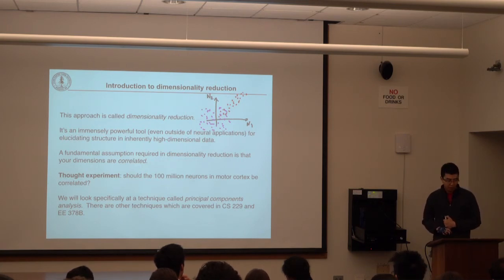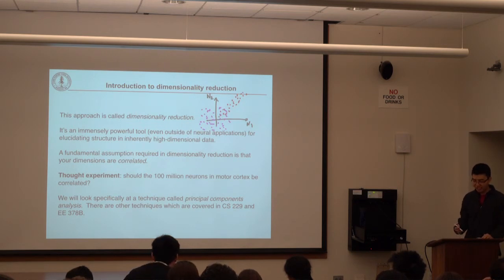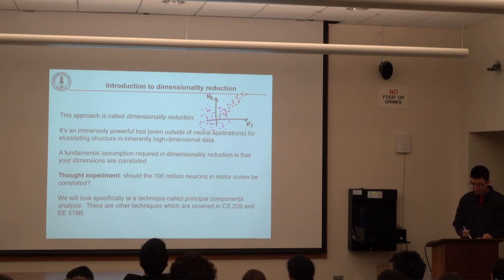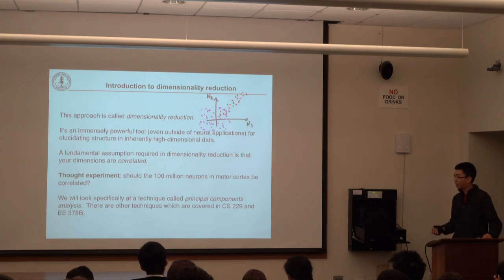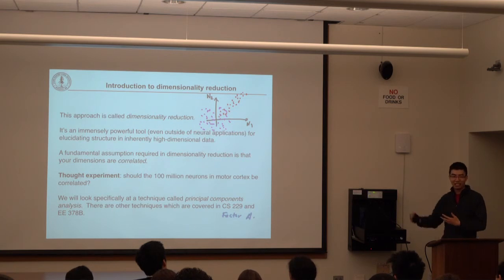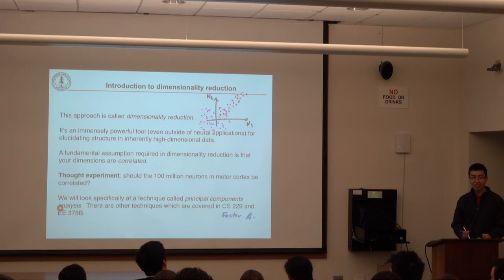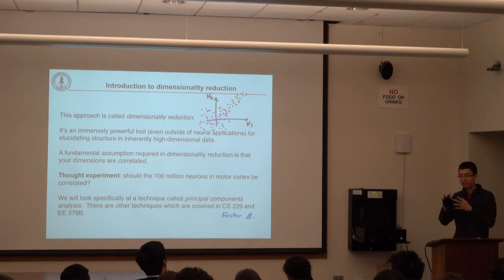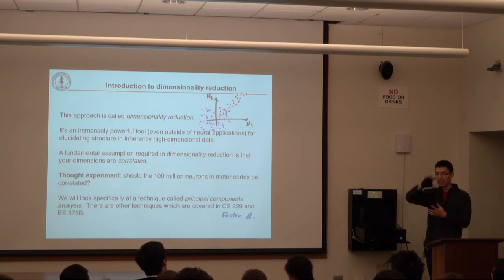Okay? And so we're going to look specifically in this lecture at a technique called principal components analysis for finding these latent dimensions. And there are other techniques which are covered in other classes like CS229. There's an important technique called factor analysis. And then in EE378B, they cover so-called nonlinear dimensionality reduction techniques. And so we're going to be talking about PCA, principal components analysis, which is linear. But there are nonlinear manifold techniques, which could be useful if your data doesn't lie in a plane, but instead lies in some complex manifold.